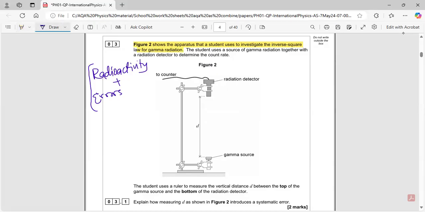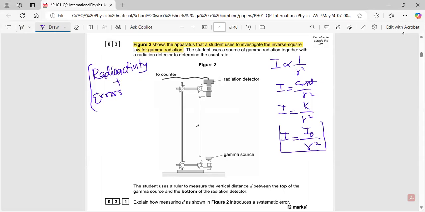You know the inverse square law? The intensity of the radiation is inversely proportional to the square of distance from the source, and at times we write it as constant over r square, and at times we can write it as I is equal to k over r square, or I is equal to I naught over r square. This formula is provided in the insert sheet, and in fact this is the one and only formula from atomic physics that is present in the insert sheet. I is the intensity at distance r, and I naught is the intensity at the source.